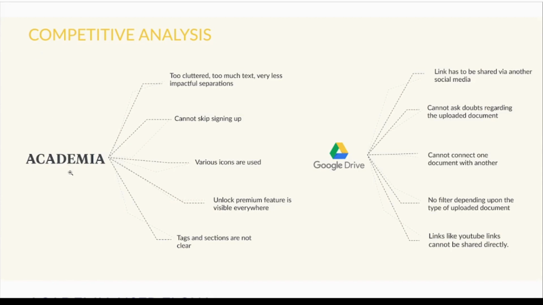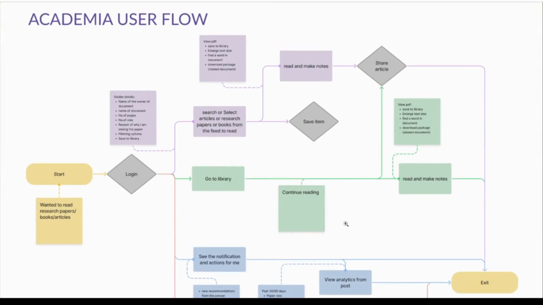So I tried to get some ideas, compare the pros and cons and get some ideas from these two major platforms. And finally, when I was clear about what I want to have in my application, what problems I will be solving, I started to make a user flow.